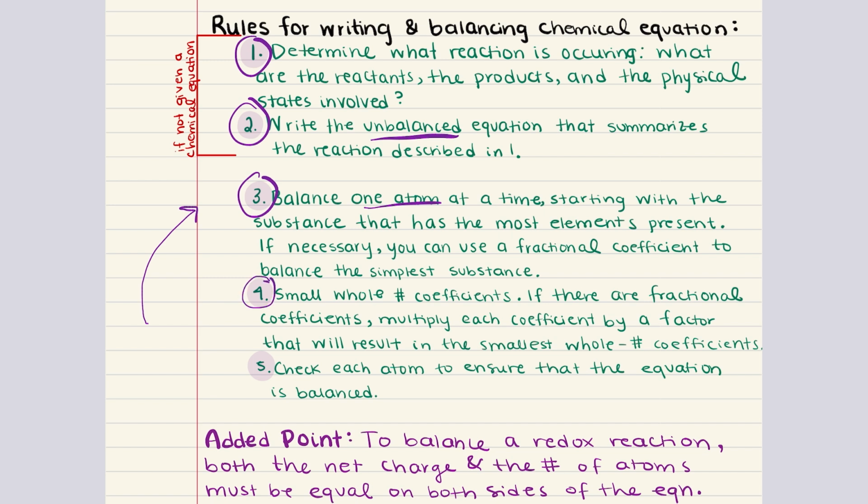But in the fourth step, you're going to want to get rid of those fractional coefficients. So if there are any, multiply each coefficient by a factor that's going to result in the smallest whole number coefficient. Then last but certainly not least, double check that each atom is indeed balanced.